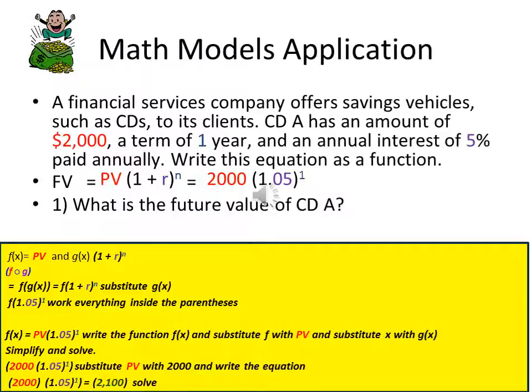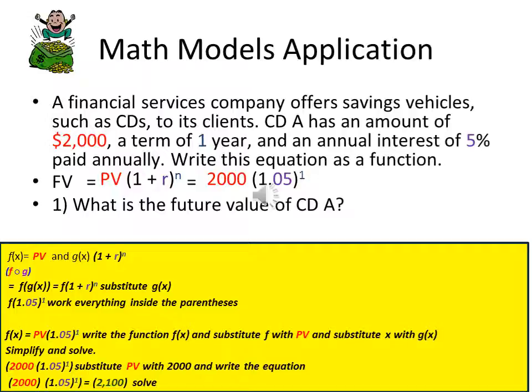Okay, we are still on the financial problem. And I hope that you did your brainstorming and that you got all of your functions and everything that you need in your head and on your paper. Alright, let's read it again and plug in the formula again so we'll know what we're working with. A financial service company offers savings vehicles such as CDs to its clients. CD A has an amount of 2000, a term of 1 year, and an annual interest rate of 5%. I want you to write this equation as a function.